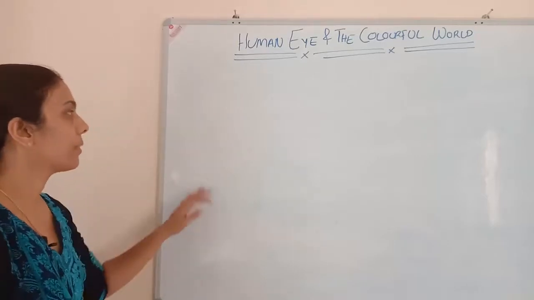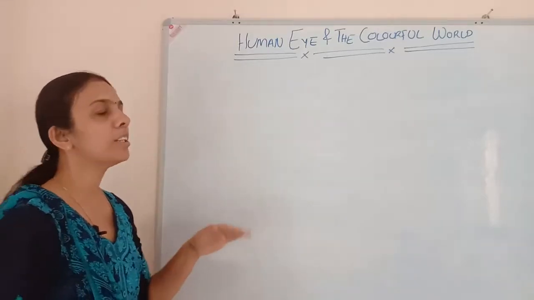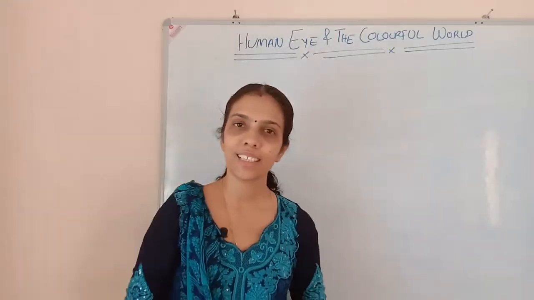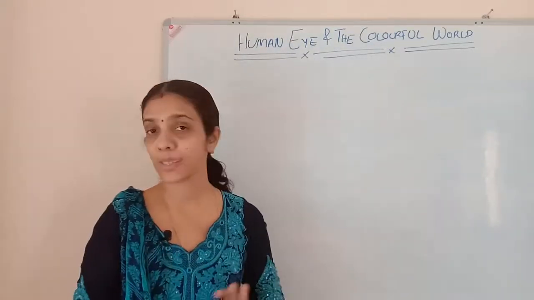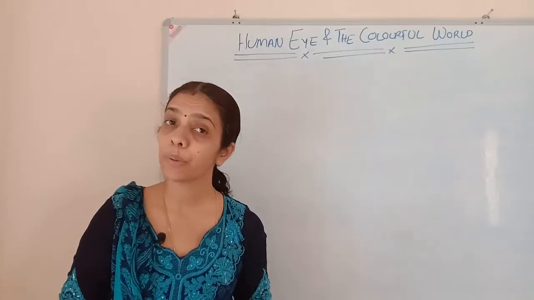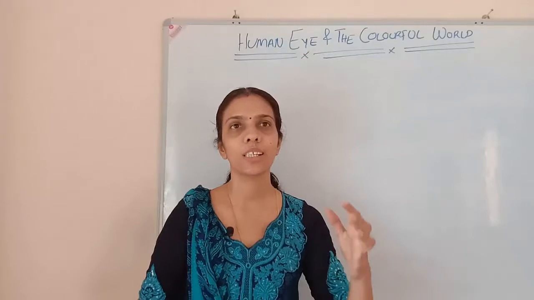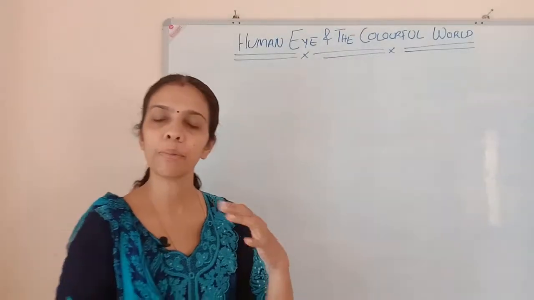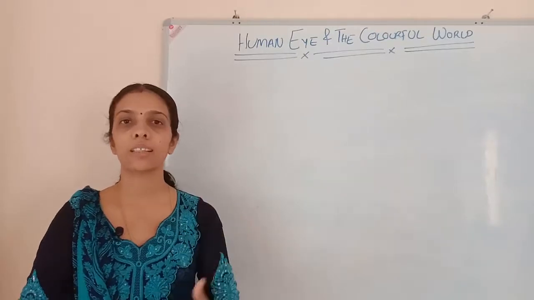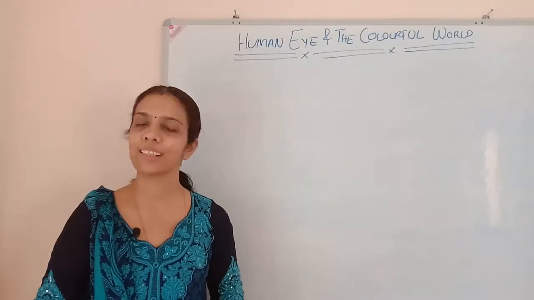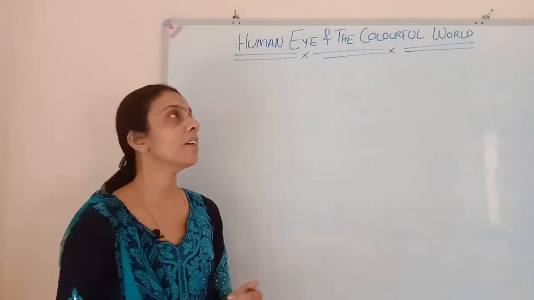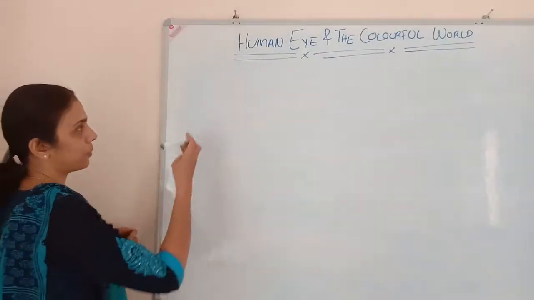In today's topic, we are continuing with our chapter, the human eye and the colorful world. In that chapter, eye and eye defects are already over, and in the last video we did dispersion. What is meant by dispersion, and some other eye defects also we explained, and we mainly finished it till the dispersion portion. So today we are continuing with that chapter from the rainbow.